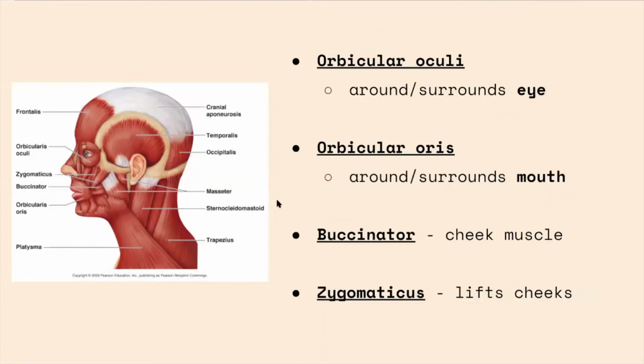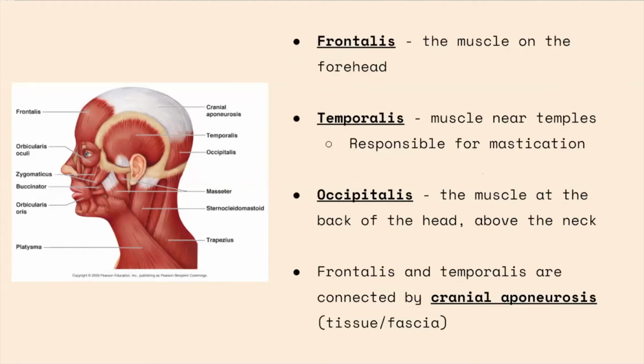Okay. Now we're going to go over the orbicularis oculi, which is basically the muscle that surrounds the eye. Sternocleidomastoid. Oh, we're going to talk about that later. We're going to go over it.